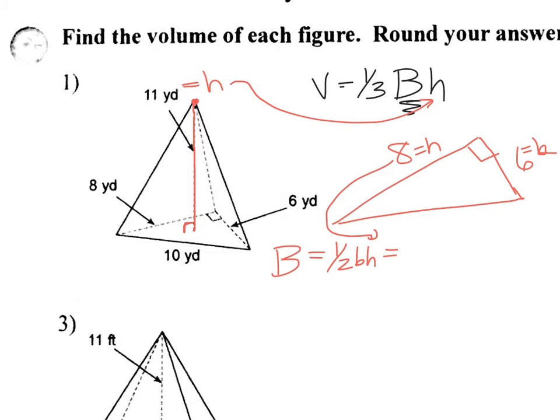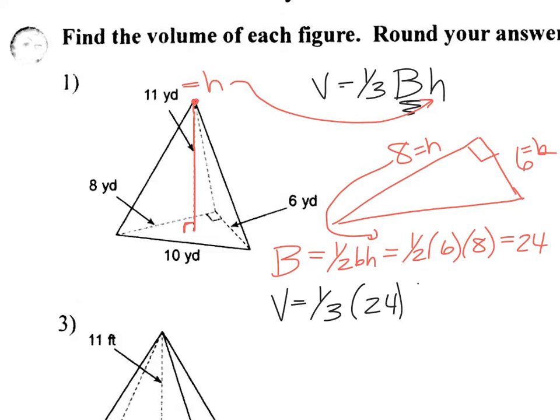So we plug that in, so we do 1/2 times 6 times 8. If I do that, that gives me 24. So now I'll plug that into the volume formula. So I have 1/3 times 24 times 11. So just real quick, what about this 10 here? That is just useless information. That is something you don't have to have for this particular problem. Okay, so we multiply all this out and we get 88, and since it's volume, it would be yards cubed.